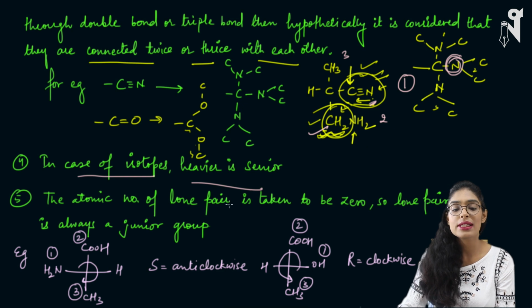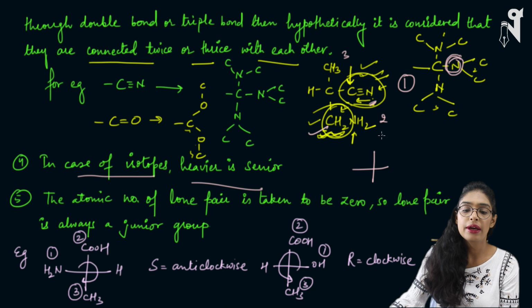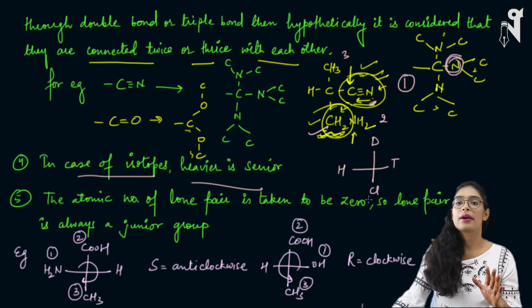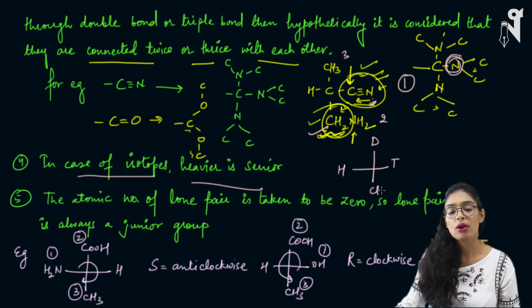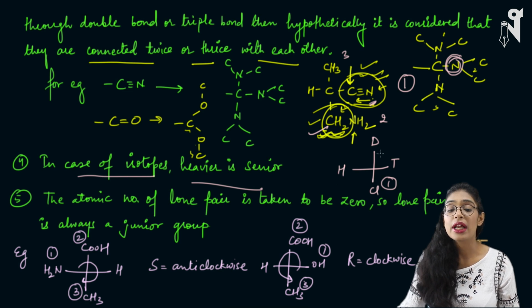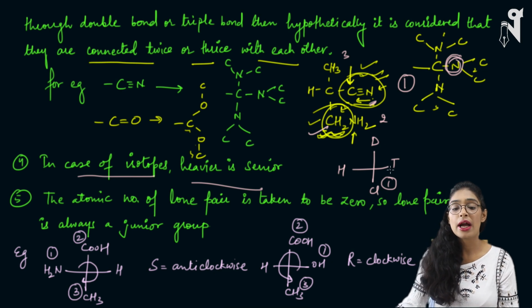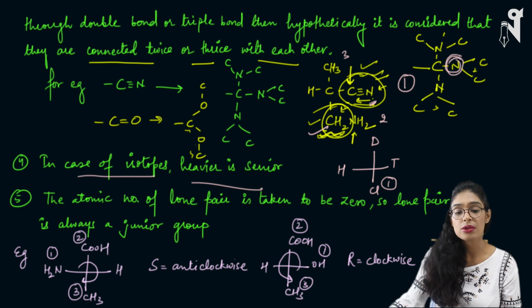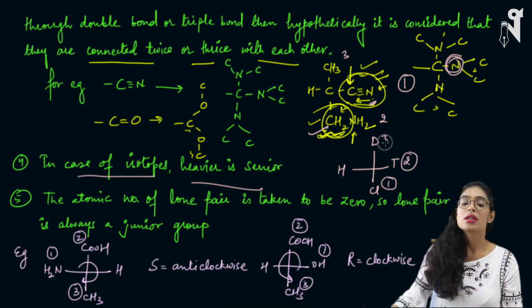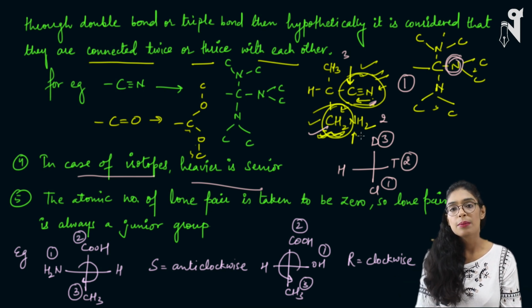Let's say I have a structure like this, and I have D, T, H and Cl. I have chlorine obviously as the first priority, and apart from that I have hydrogen, D, that is deuterium, and tritium. Among these three, which one will be taken as the highest priority? The T will be taken as the highest priority, so it will be 2 and this will be 3. Basically the heaviest isotope will get the preference, or the higher priority.